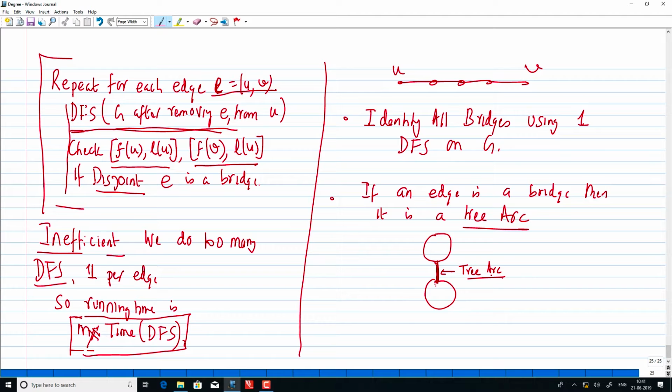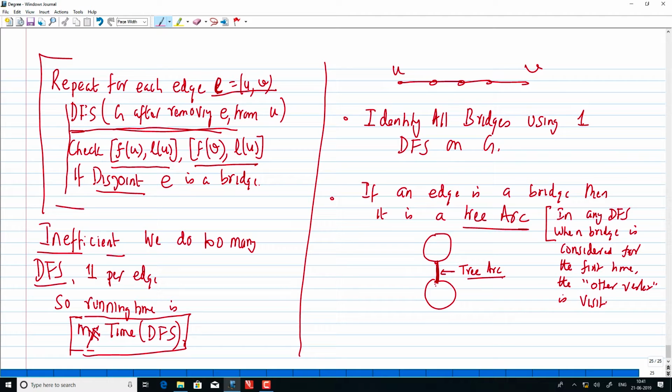While the depth first search is happening, when this edge is traversed, one of the vertices is visited for the first time. So in other words, in any DFS, when a bridge is considered for the first time, the other vertex is visited for the first time. Equivalently, it's a tree arc.